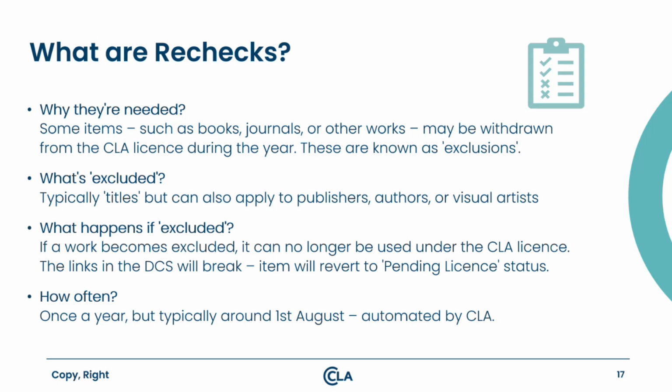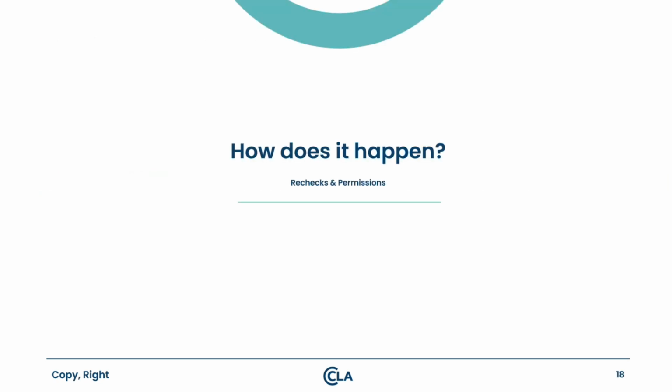So that's just a little overview of why titles might become excluded through the year. Very brief summary of how we as second line support run the process. From the 1st of August, tomorrow, we'll begin triggering the process for HEIs. This is triggered per HEI.